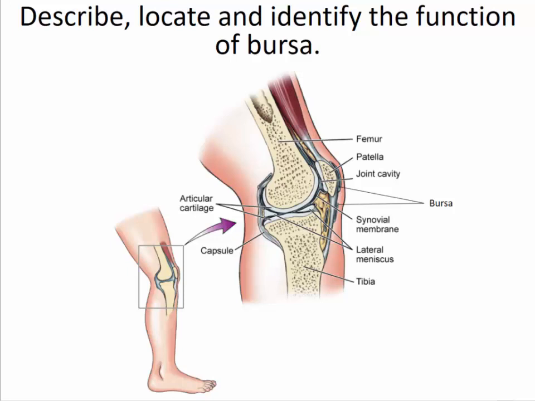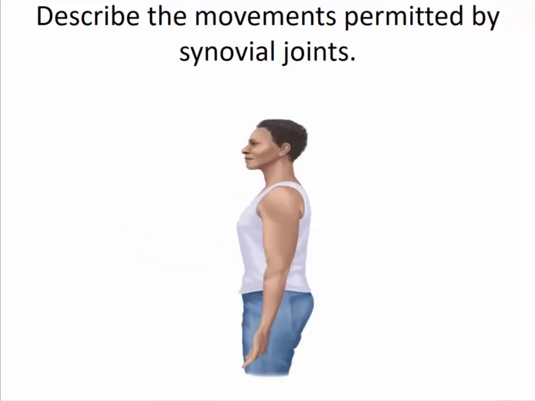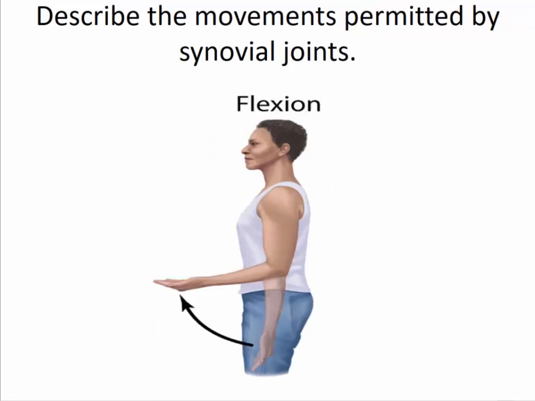Now that we've taken a closer look at a synovial joint, let's describe the movements permitted by them. The first movement that we'll look at here is flexion. Flexion is the bending of a joint that causes a decrease of the angle at the joint. When your arm is straight down to the side, there's a 180-degree angle at that joint. When you lift it up like this person is here, then we have a 90-degree angle.